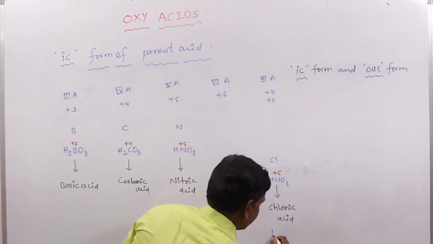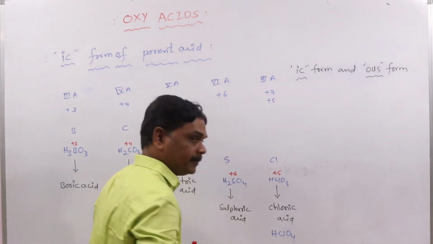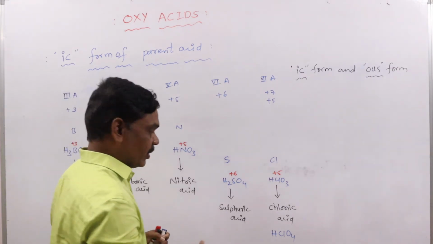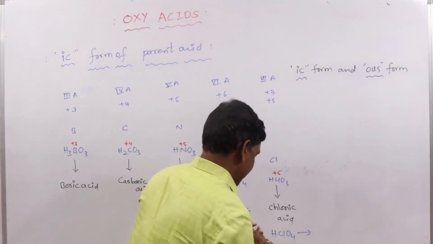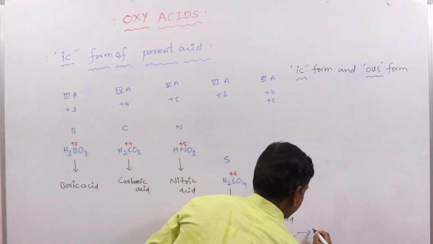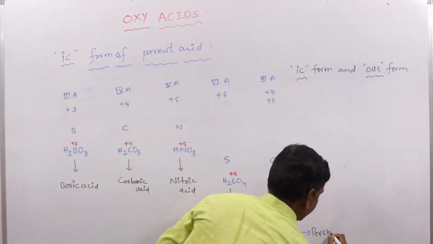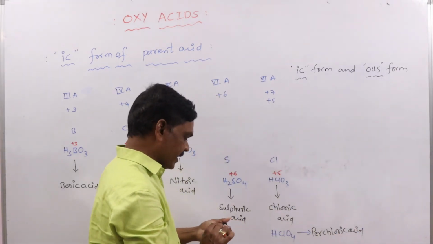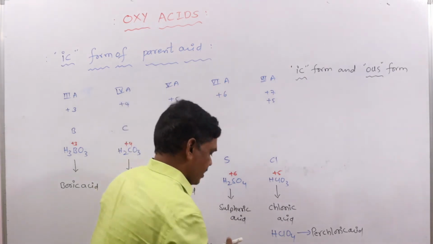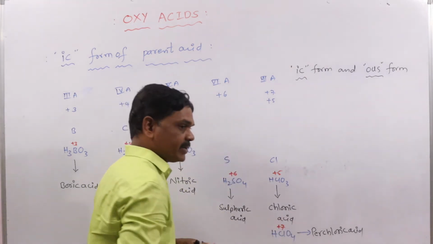Another example is what? HClO4. Its name is perchloric acid. Okay, so now what is the oxidation state of chlorine here? The oxidation state of chlorine is +7.